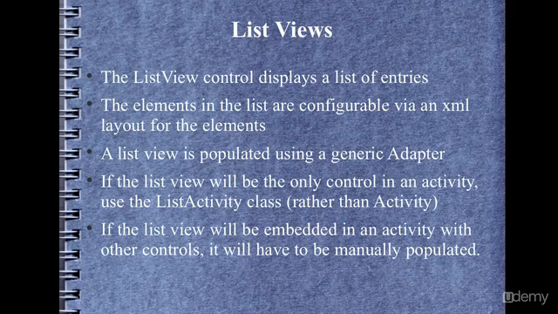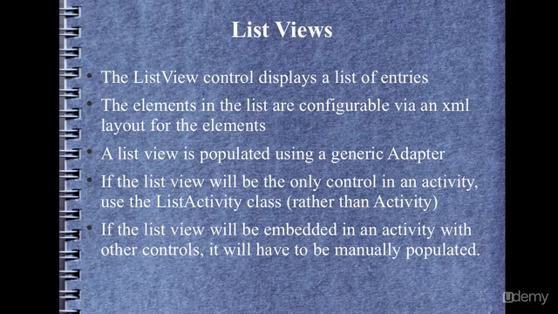A list view control is going to display a list of entries. So if we drag out a list view onto our layout XML, the elements of the list are going to be configurable via an XML layout for each element. So if we do this in a main activity, in a subclass of activity, we're going to need two layout XMLs. The first describes the layout of the activity itself, and the second describes the layout of each cell in the list, or each item in the list.